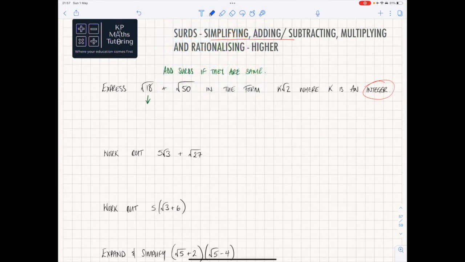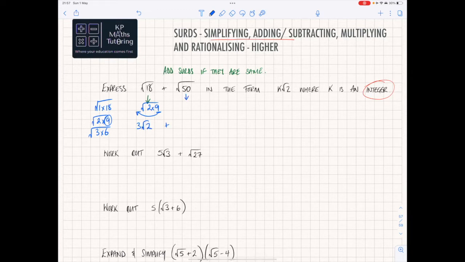So in this case, root 18, we'd go 1 times 18, and then we've got 2 times 9, 3 times 6. They are all my factor pairs for 18. Now the only one that's got a square number is this one. So I know I'm going to have to do 2 times 9. The square root of 9 comes on the outside as 3, so that becomes 3 root 2.